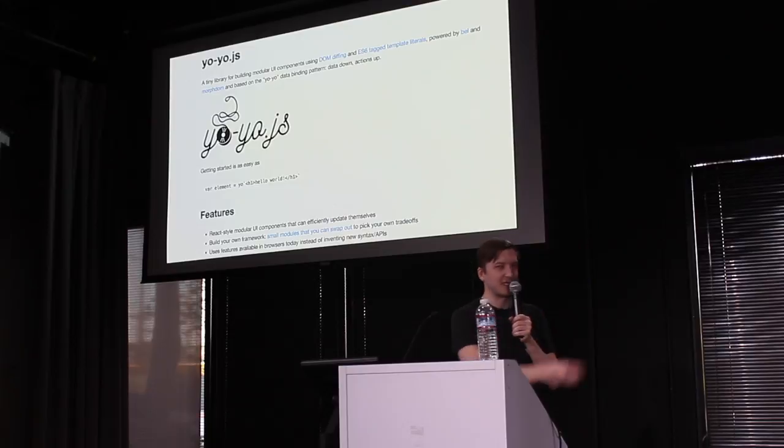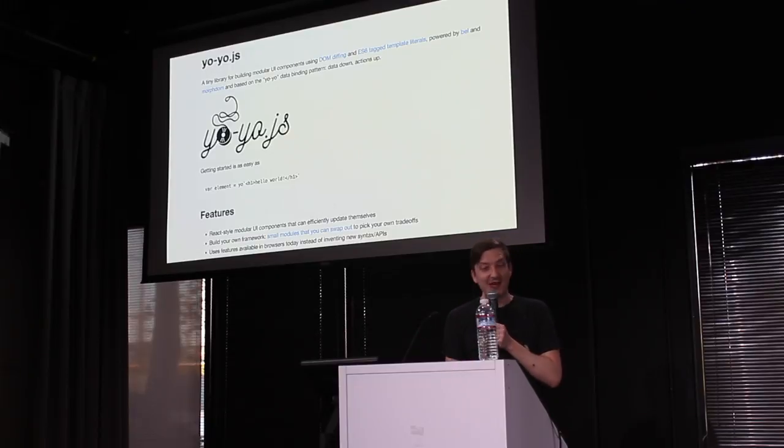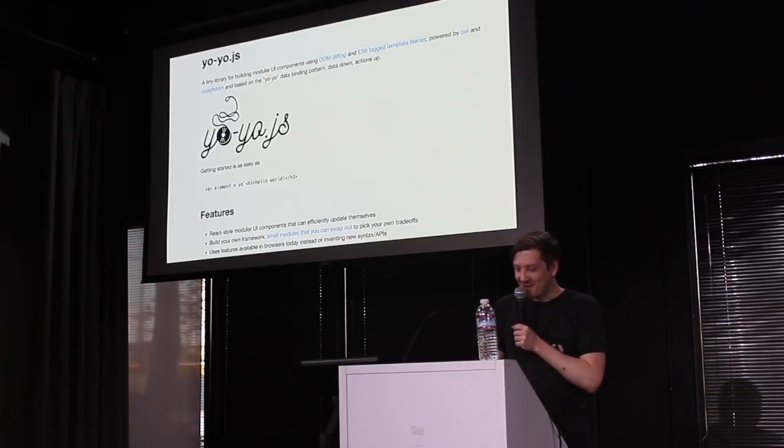I just discovered this one, which I will put at the bottom of the list because it starts with Y. This is Yo-Yo. And Yo-Yo describes itself as a tiny library for building modular UI components using DOM diffing and ES tag template literals, powered by Bel and Morphdom, and based on the Yo-Yo data binding pattern. So that's cool. That sounds really great, right?